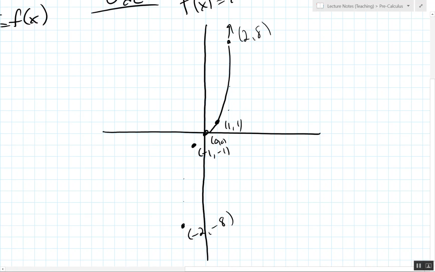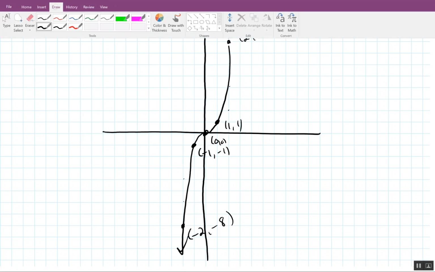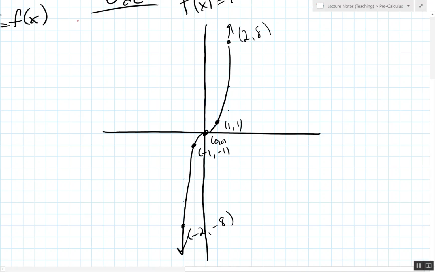And one of the ways to tell if a function is odd is that if you take points like 1, 1 and negative 1, negative 1, where both coordinates are at opposite sides, and you draw a line through them, it will always go through the origin. That's what it means to be symmetric about the origin. So if I draw a line from here to here, it should go through the origin as well. We haven't proved that this is an odd function. So a picture is not a proof. So let's prove it.